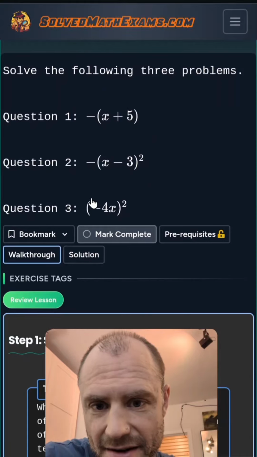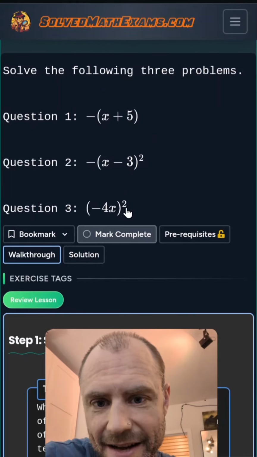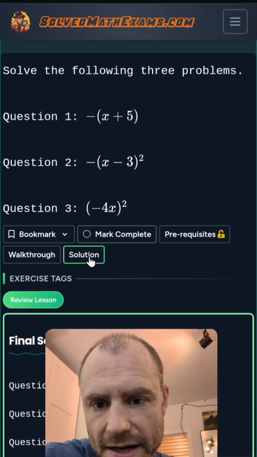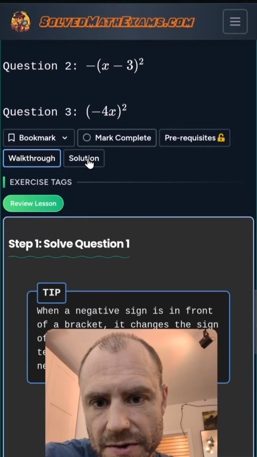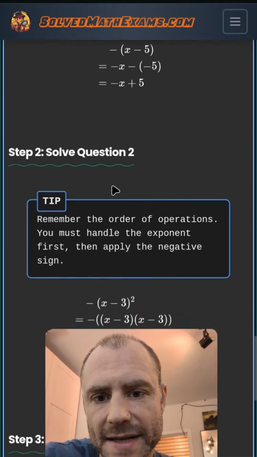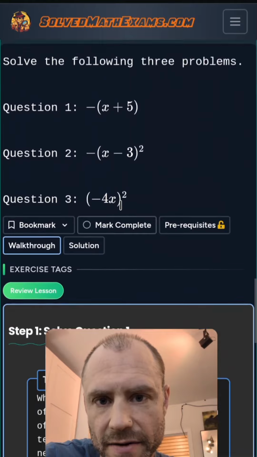Some examples here of how to deal with this negative sign, especially when we've got squareds in some of these questions. So what we're going to do is you can click solution or walkthrough. The solution will just show you the answers to stuff. The walkthrough will give you a detailed step-by-step of everything. So let's go through the walkthrough of each of these.